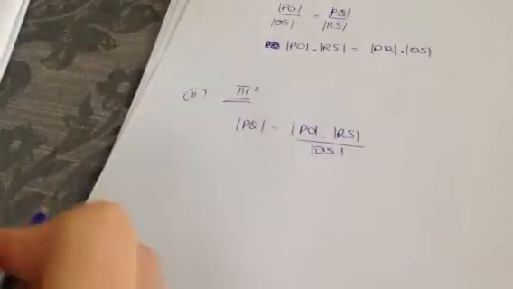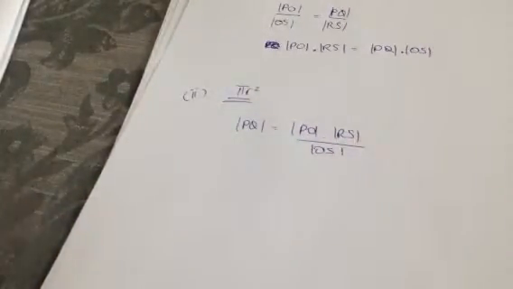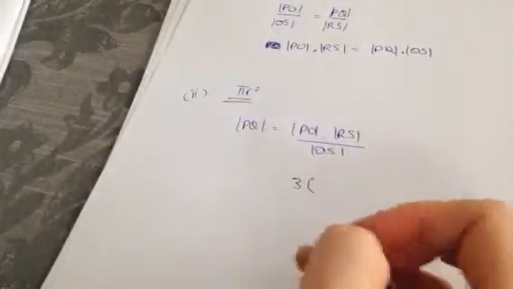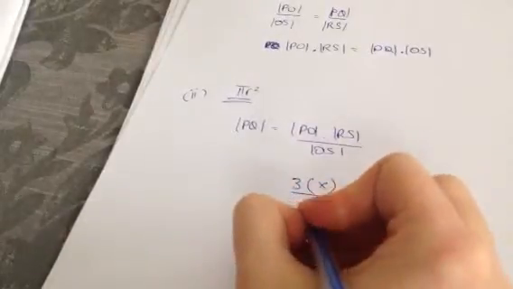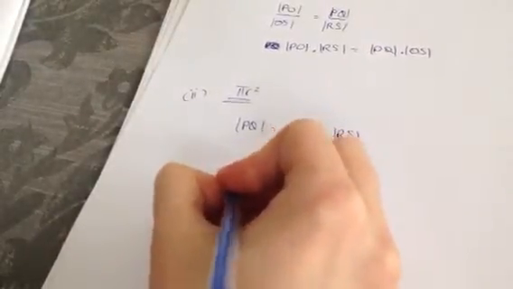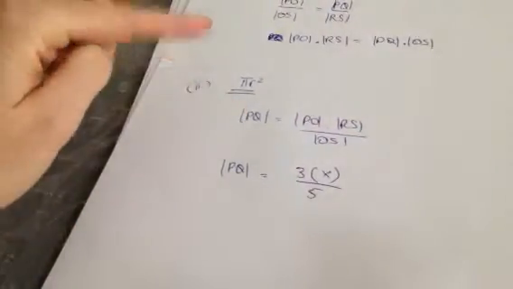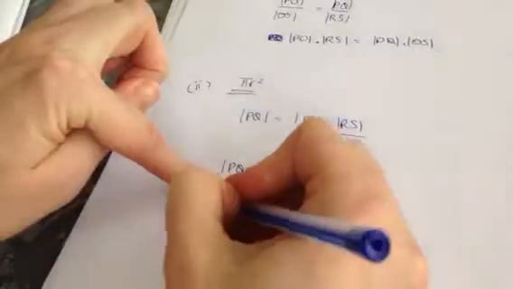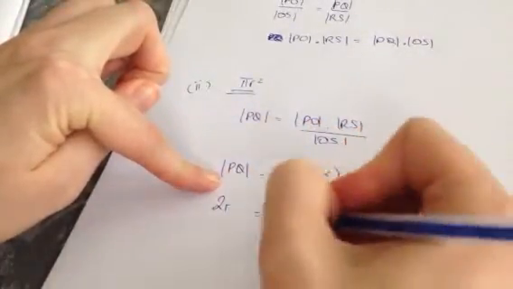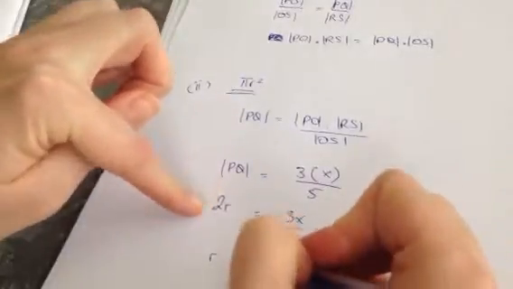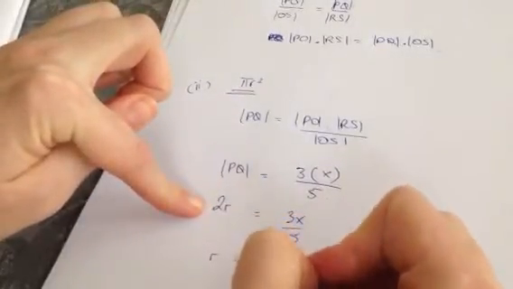I'm just going to start filling these in. PO is 3, RS is X, and OS is 5, and that's the length of PQ. None of my formulas really have diameter, so I'm going to replace this with 2 radiuses, which is the same as 3x all over 5. Therefore, the radius is equal to 3x all over 10.